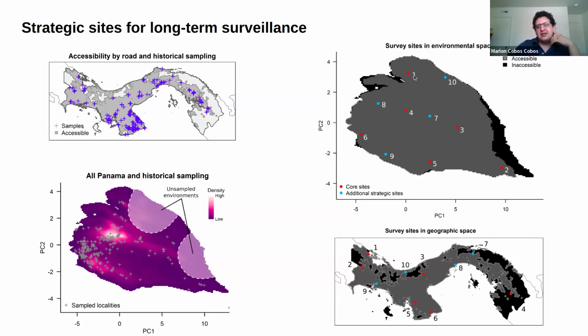And as you can see, the idea of including geography and environment together in these decisions is interesting because point number 1 and 2 are among the most distant ones in environmental space. But in reality, in geography, they are pretty close. And the fact that they're close allows for faster and easier accessibility, actually. And so it only shows how different our minds can work if only considering geography compared to when we also consider environment in these decisions.